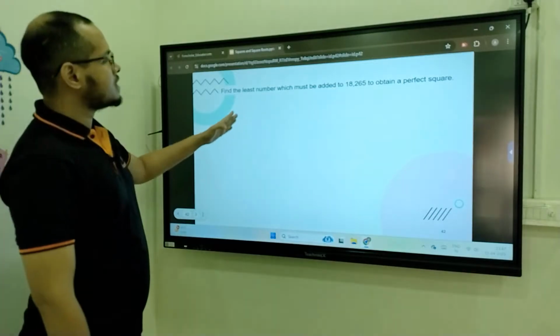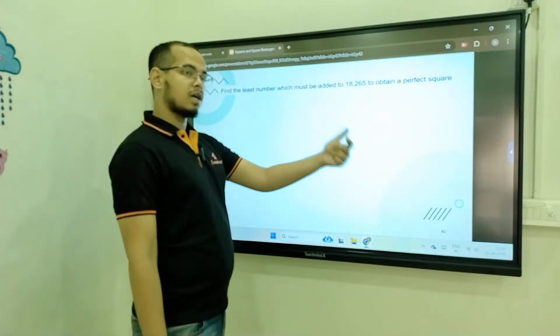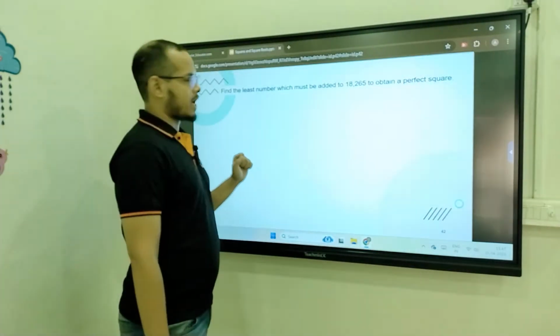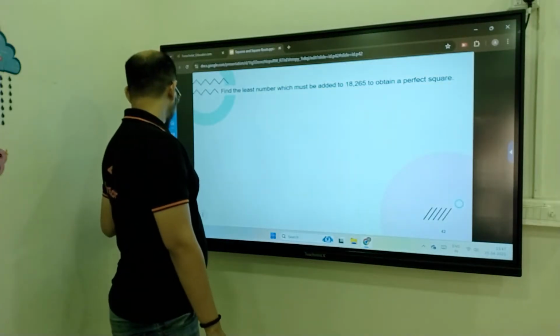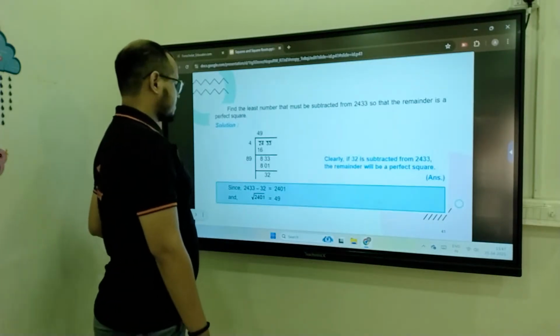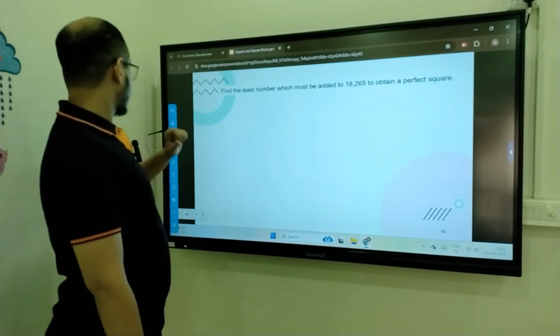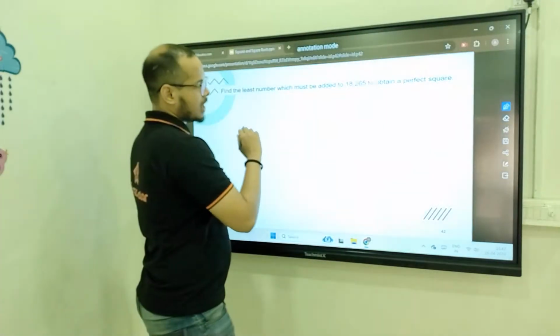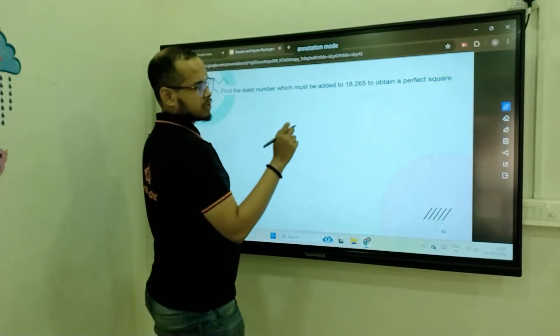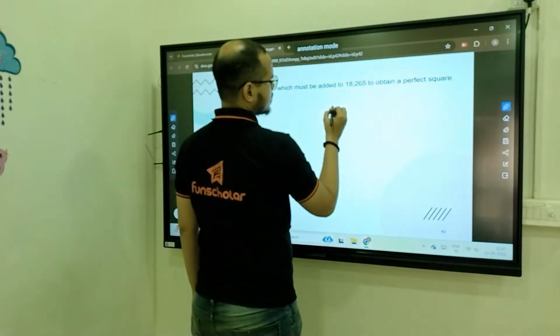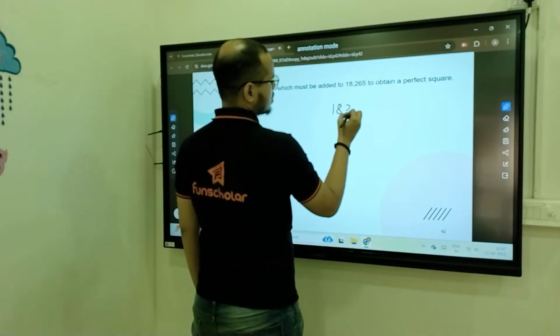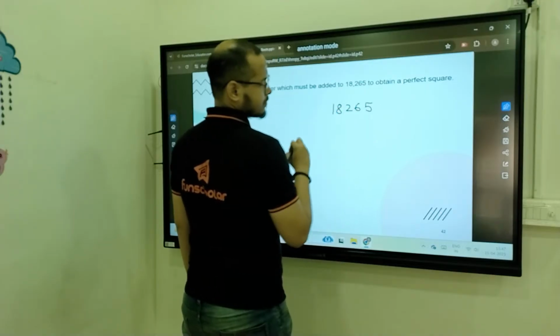Chalo. Now find the least number that must be added. The last one was subtracted. Now this is added. Okay. Last time I did it directly. Now I will be using long division method. So 18265. Okay.